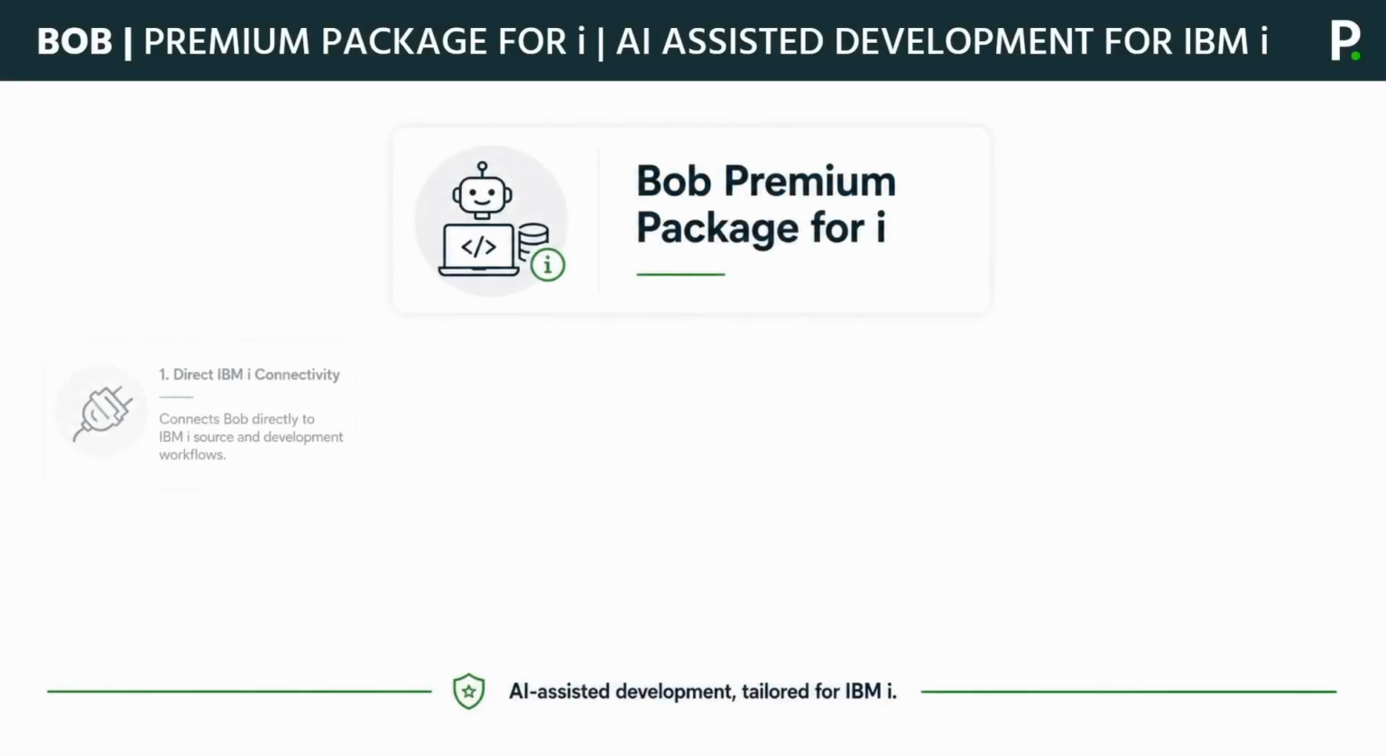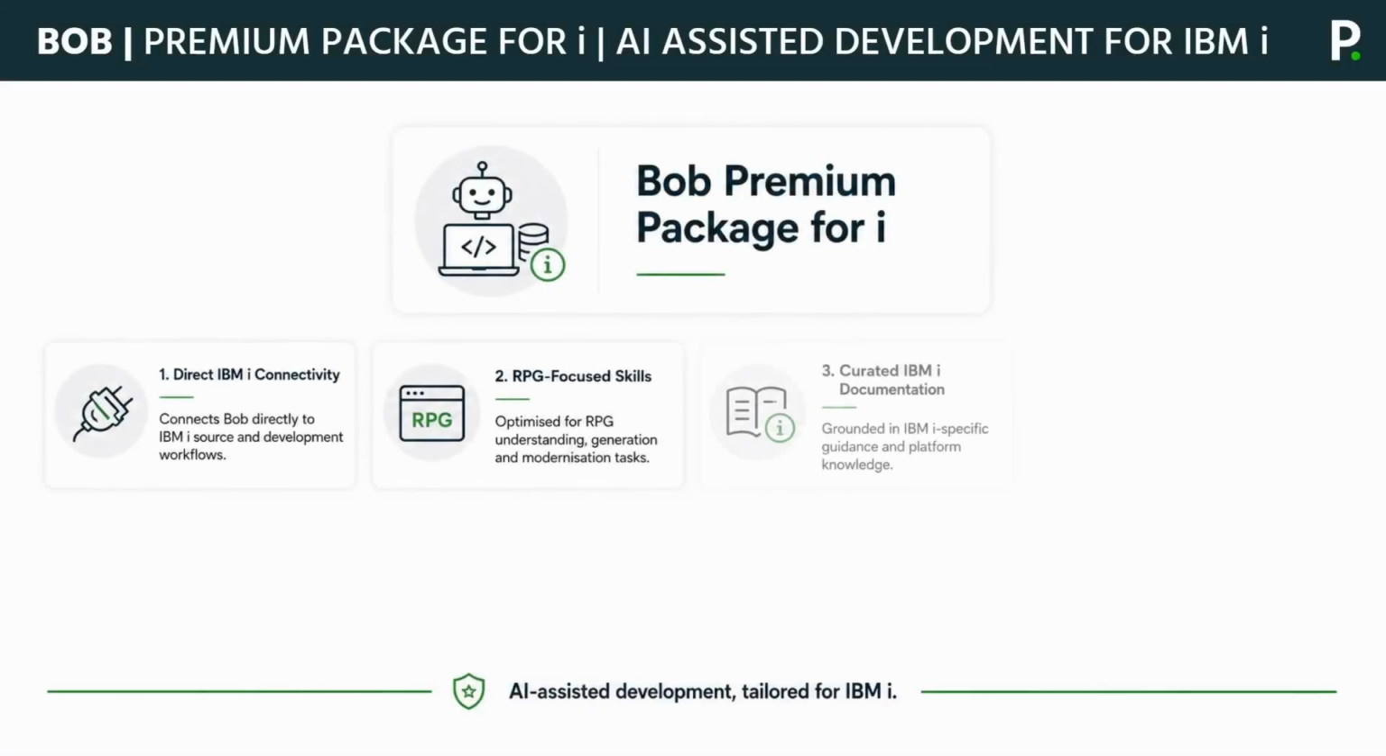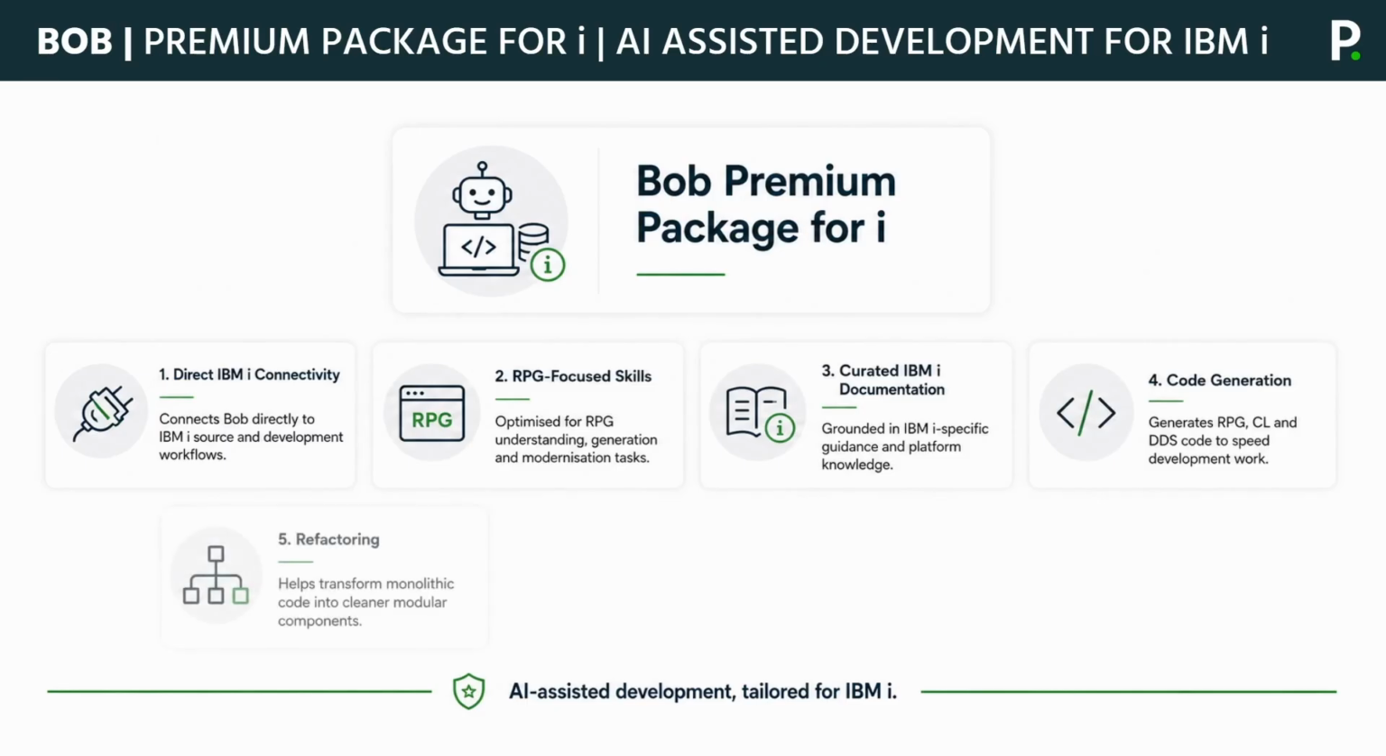Now, Bob has been busy beavering away, swatting up on IBM i, and as such, on June the 24th, the Bob Premium Package for i was released to the IBM i community. But what's it all about? And what makes it different from the standard package? Well, in simple terms, it takes the foundation of IBM Bob and tailors it for the IBM i.